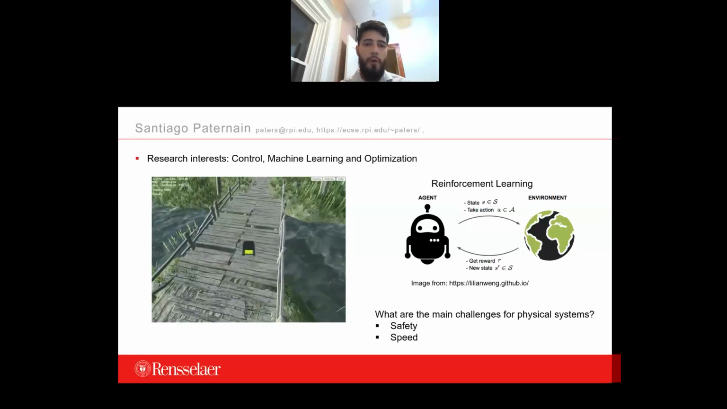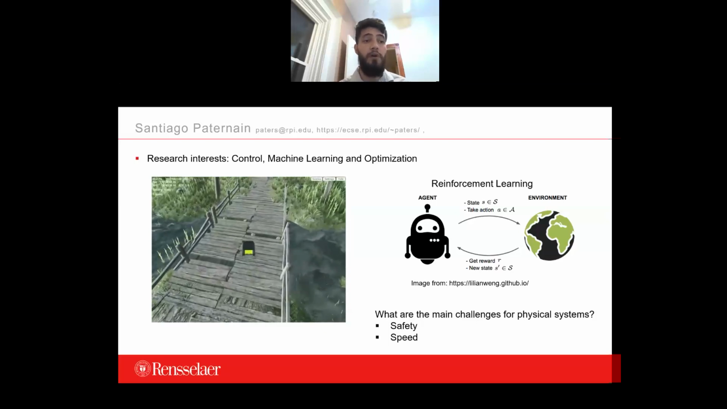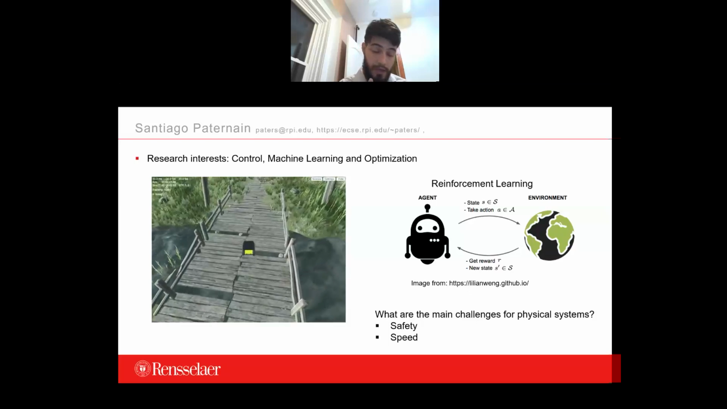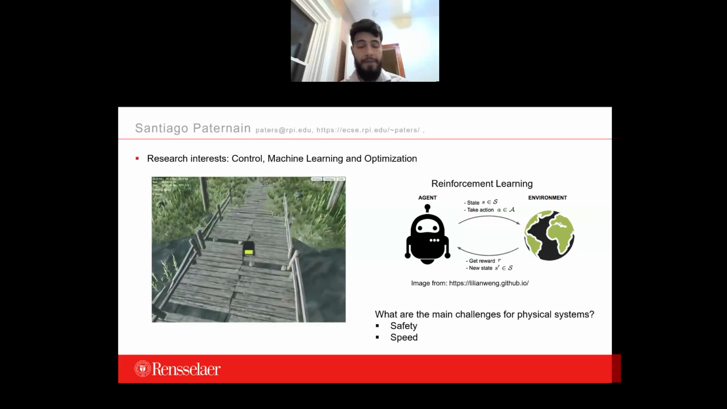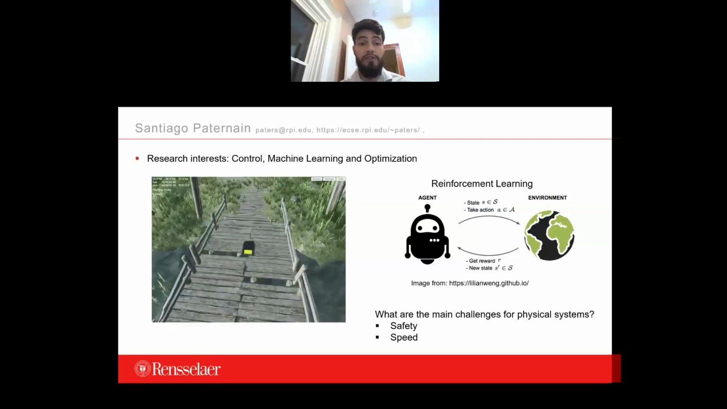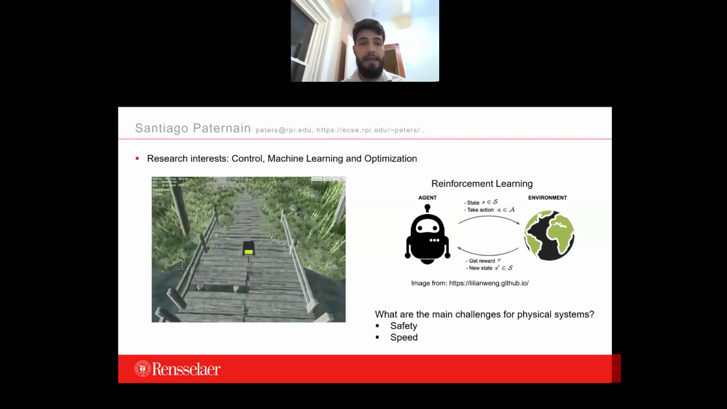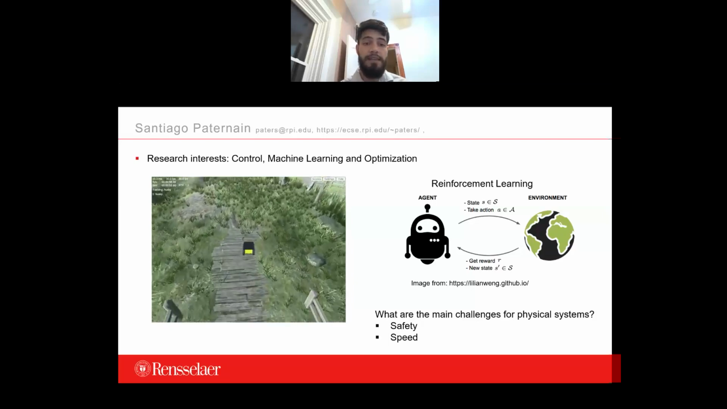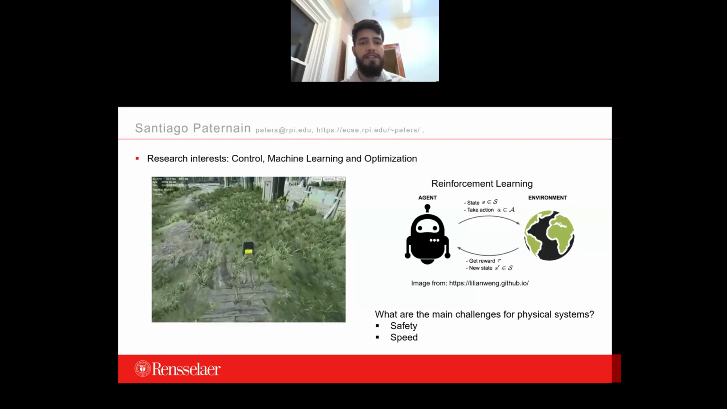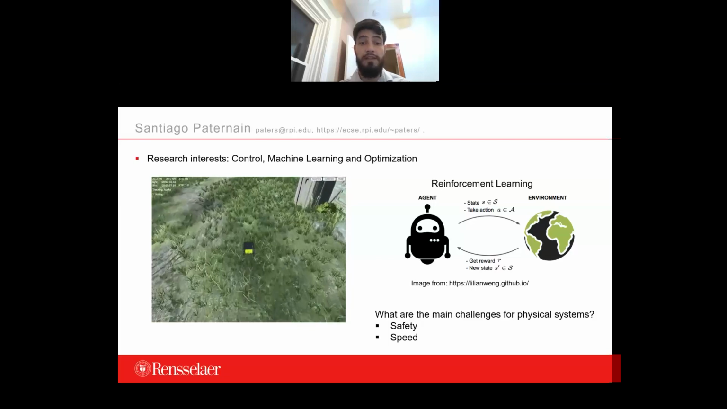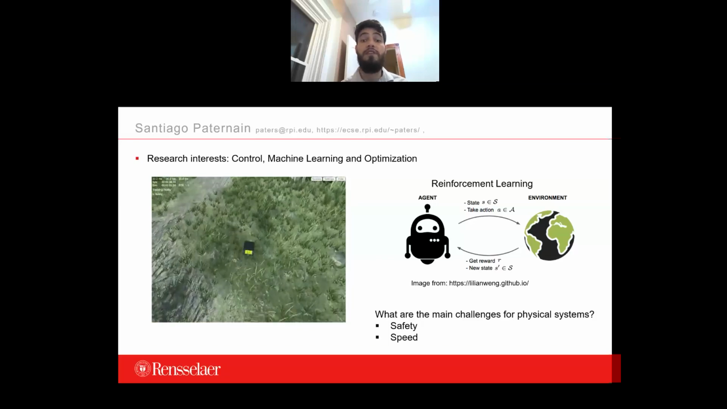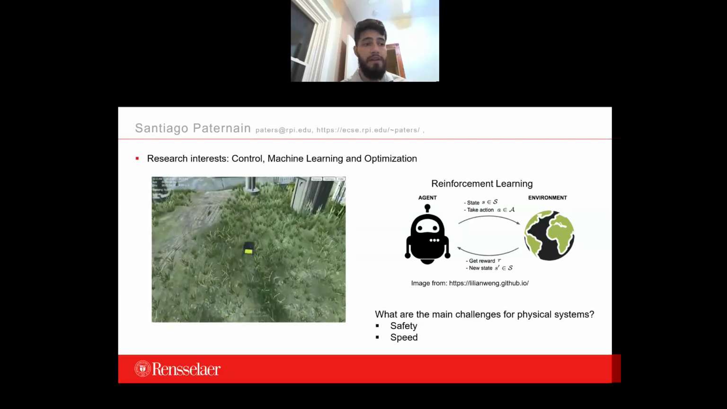So the way that we are tackling these problems is by standing at the intersection between controls and machine learning. And one of the tools that we are using a lot is reinforcement learning. I'm sure you have heard a lot of the reinforcement learning success stories, where we have developed machines that are able to defeat humans at very complex games like the board game Go, but also at very complex video games. And how does reinforcement learning work?